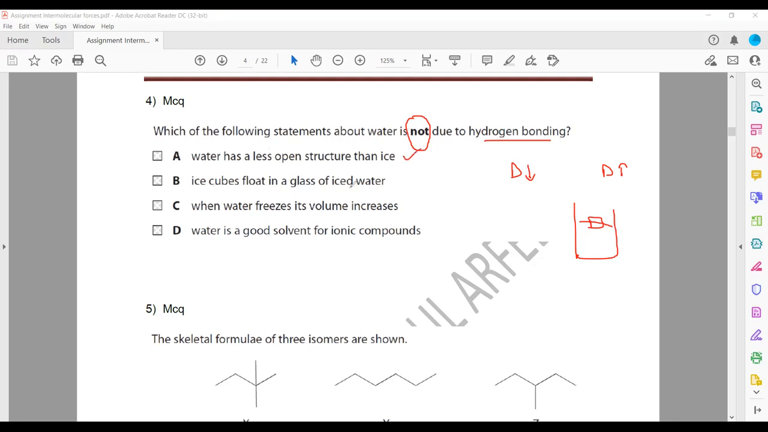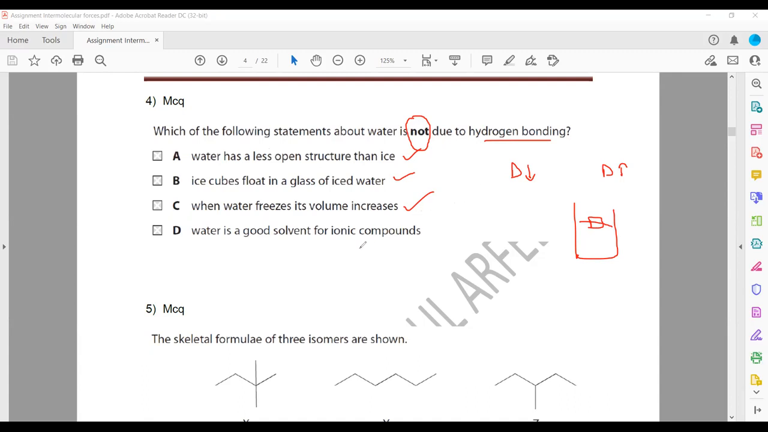The ice cube floating in a glass of ice water is also due to hydrogen bonding, because in the liquid state the hydrogen bonds are much stronger in the case of water. That's why it will have a high density. So the ice has a low density, that's why it floats. When water freezes, its volume increases. That's also true. The molecules arrange themselves in a regular pattern. So when they arrange, they slightly move away from each other, so the volume increases.